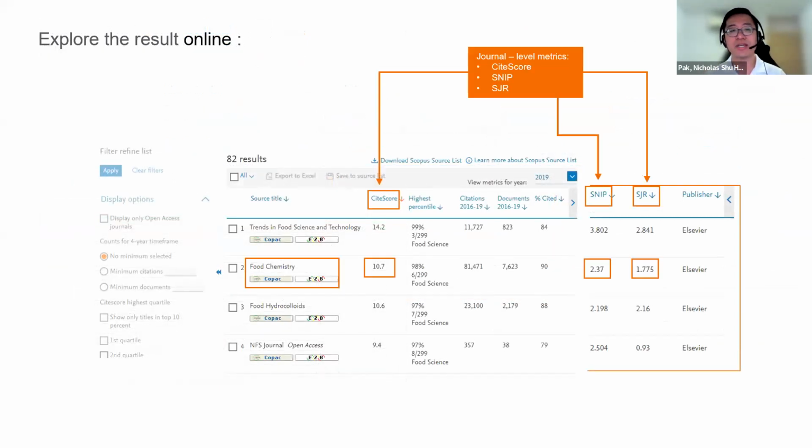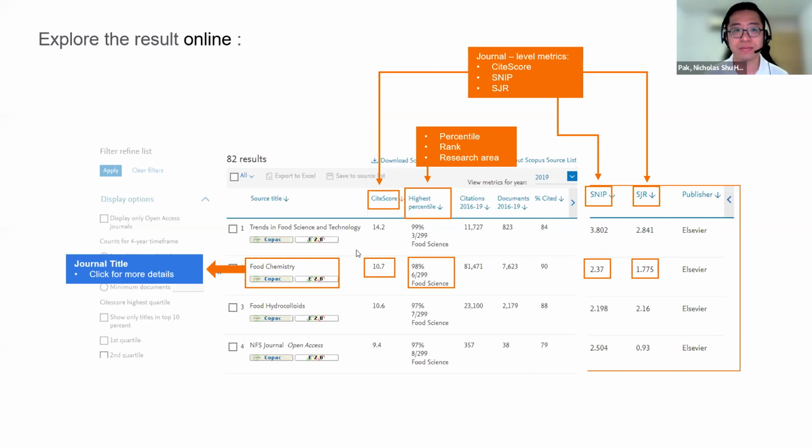So on this page itself, right, you can explore it, because now you're able to see all the metrics that I was talking about earlier, including CiteScore, the SNIP, as well as the SJR values. You get to see the percentile, the rank, as well as the research areas. This is something I'll encourage you to do, because now you're able to contextualize the overall impact in terms of the metrics that we have talked about earlier.